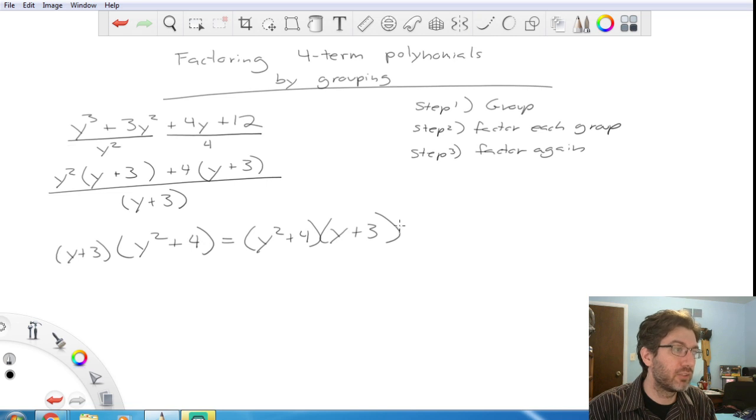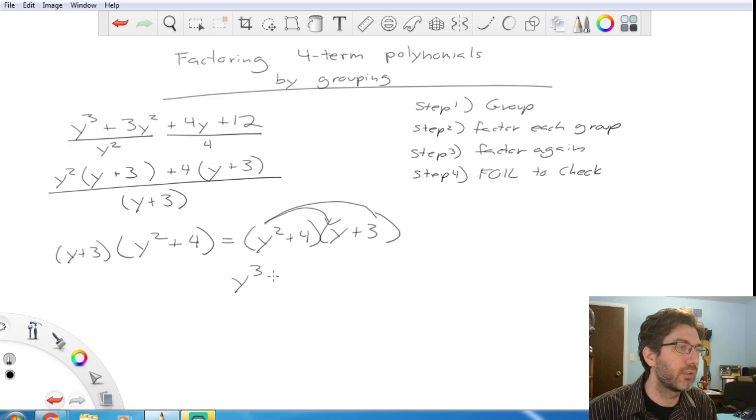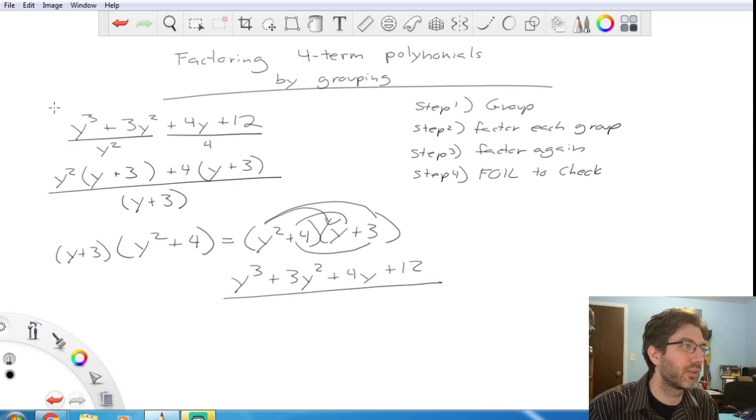And when you actually do this, you can FOIL this out, and we'll check our work here. So step 4 is going to be FOIL to check. So let's do y squared times y gives you y to the third. Y squared times 3 gives you a positive 3y squared. 4 times y gives you a positive 4y, and 4 times 3 gives you a positive 12, and you will note that this is the same thing as our original, so we know we did it right.